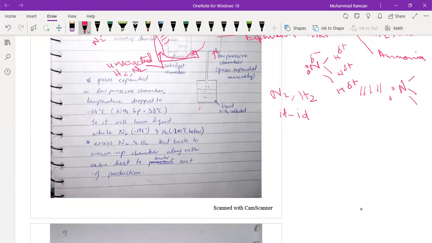are sent back to the warm-up chamber along with heat, you can say. There's no need to write heat over here. Basically, a warm-up chamber, to start the cycle again.